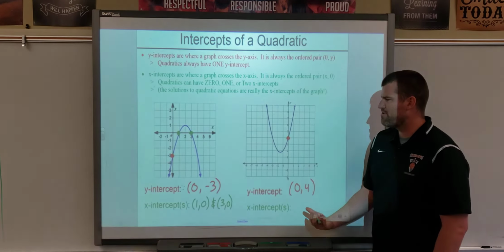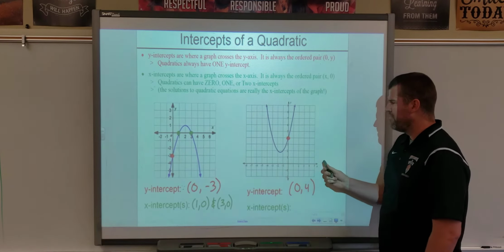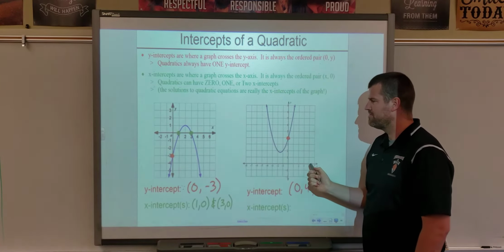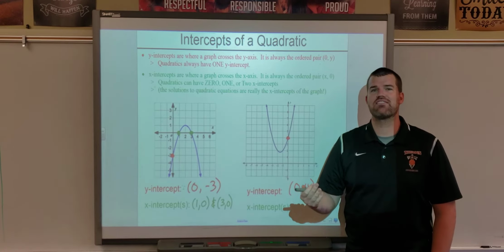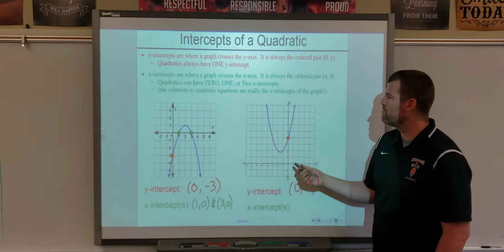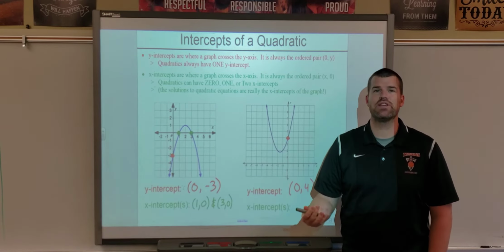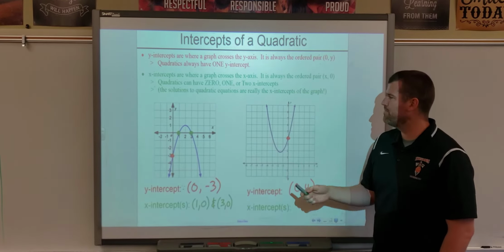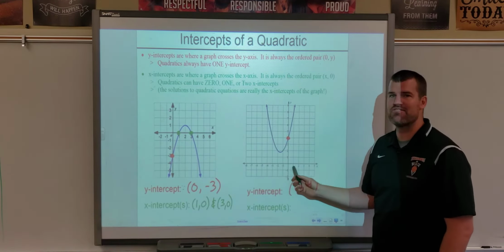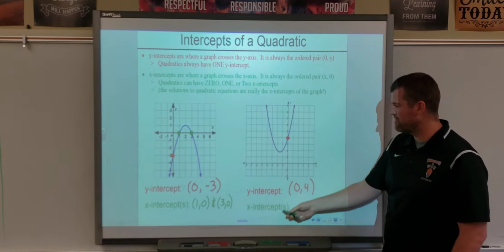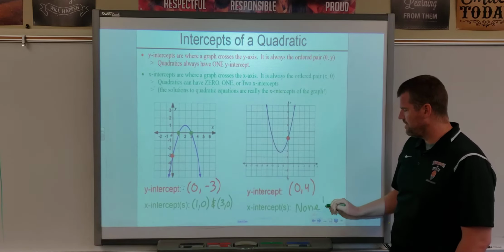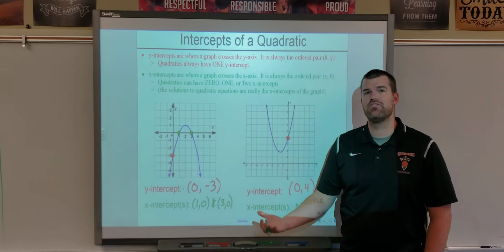Now, if the x-intercepts are the solutions, why doesn't this graph have any x-intercepts? Well, if there's no x-intercepts, that means the problem had no solutions. So when a problem had no solutions, it didn't mean we couldn't graph it anymore. It simply means that when we do graph it, the graph will not have any x-intercepts. So it is possible to have no x-intercepts. It just means, again, that the problem had no solutions.